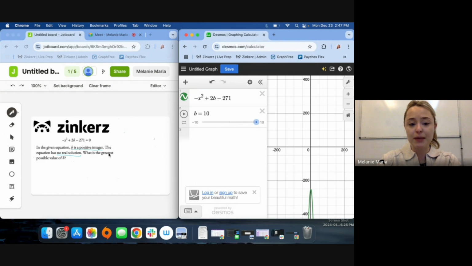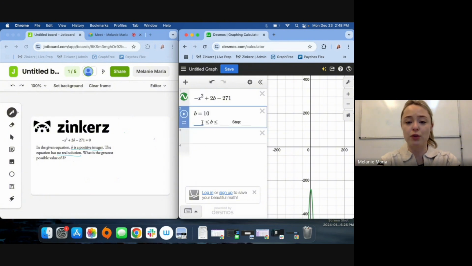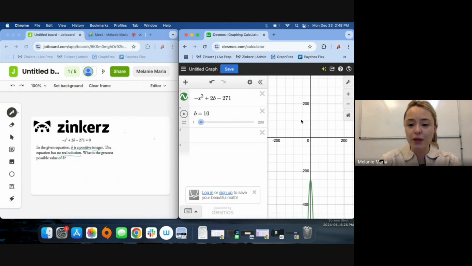We're using the fact that b is a positive integer. So what I'm going to do is adjust the range for b. Right now it's between negative 10 and positive 10. I'm going to adjust it so that I have between 1 and let's try 200, just to give myself a bigger range. I'm picking 200 because I can tell that we're dealing with some pretty big numbers. 271 brings us all the way down here.